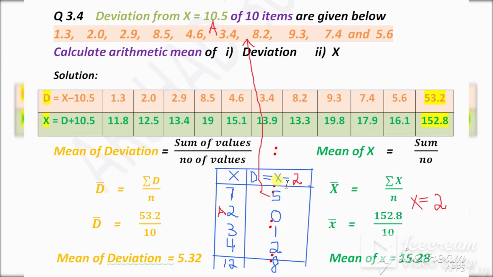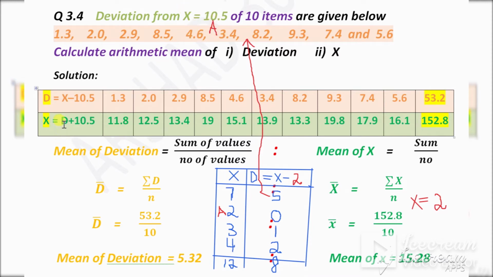Now reverse process. This 2, if we add with this, 5 plus 2 is 7, 0 plus 2 is 2, 1 plus 2 is 3, and 2 plus 2 is 4, and this way we will get the value of x. So this number you will add up. Now here also this one number is a. Now this a, if we add up with d, we will get x.